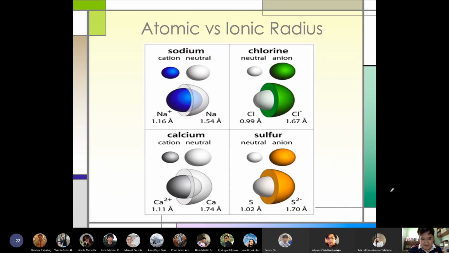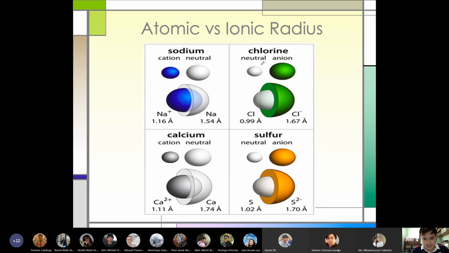Or let's emphasize a few examples. So you have here sodium and chlorine. The atomic radius for the neutral sodium is 1.54 angstroms. However, for the sodium ion, it is 1.16 angstrom. The same thing for calcium. I'd like you to notice the trend. For a neutral calcium atom, it's 1.74 angstrom. For the cationic calcium or the calcium ion, it's just 1.11.